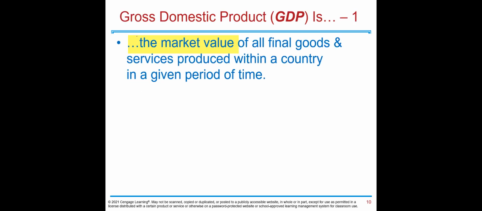So now let's look at the definition of gross domestic product. The definition of GDP can be tricky, so please pay attention to the highlighted words in the sentence. The first three highlighted words are the market value of all final goods and services produced within a country in a given period of time.